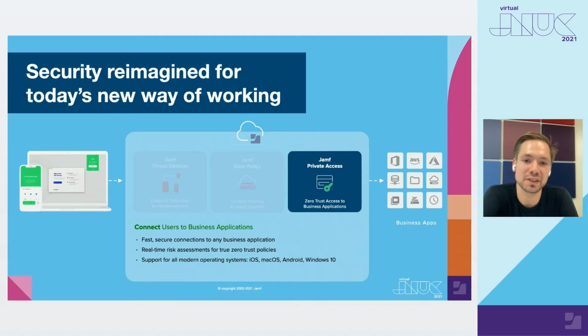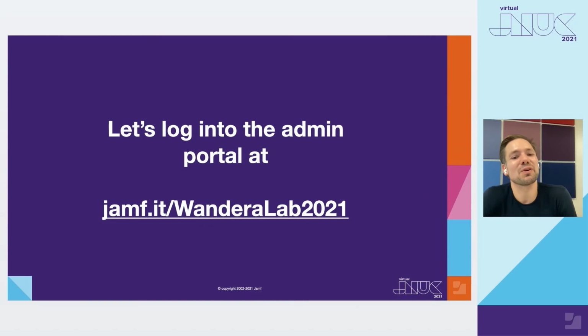Lastly, and our newest solution, is Jamf Private Access. Jamf Private Access is our zero trust network access solution built using a next-gen VPN solution that gives your users fast and secure connections to any of their business apps from anywhere on any device. It includes real-time risk assessments to ensure that the users are the users that they say they are, and their devices are secure before we give them access to any apps. And that's it for just a quick recap of what Wandera is and what Wandera does.